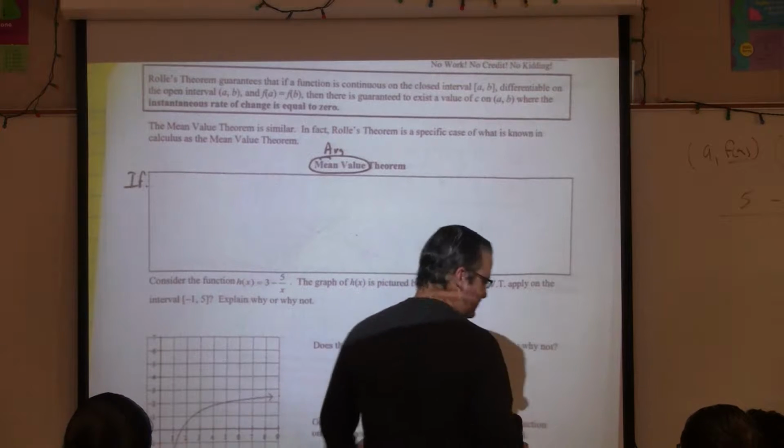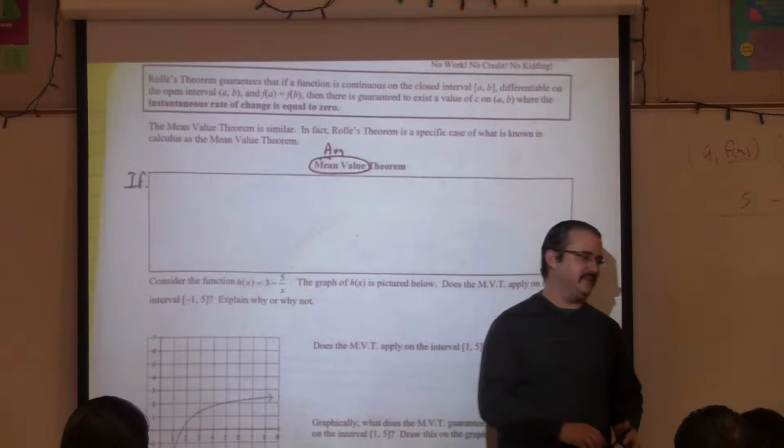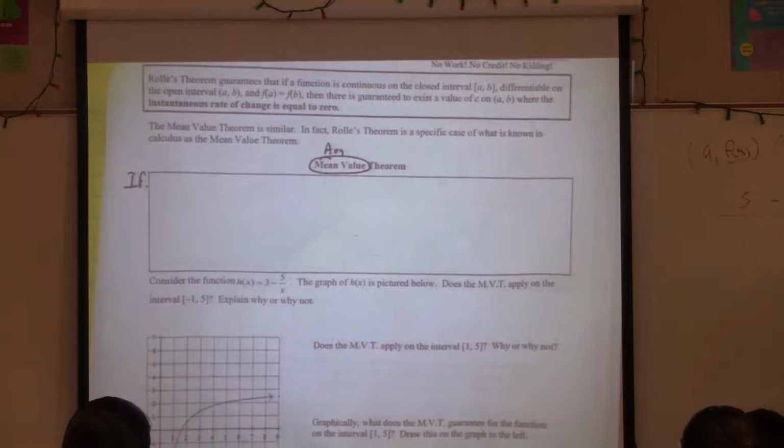Alright, so once again we did Rolle's theorem on Friday. Today we're doing mean value theorem. So let's knock it out of the park, alright?